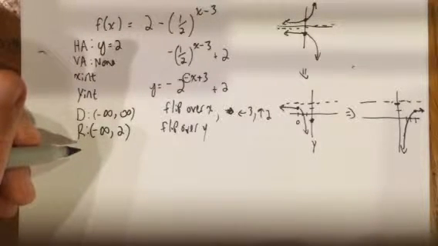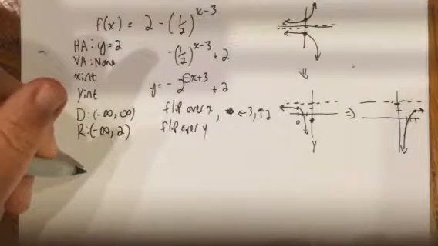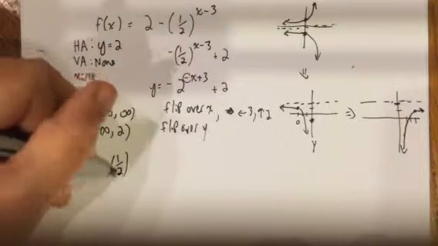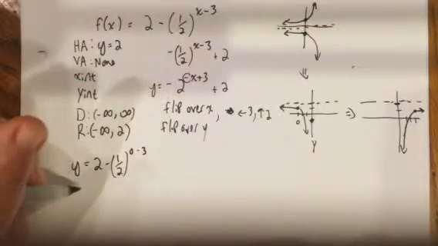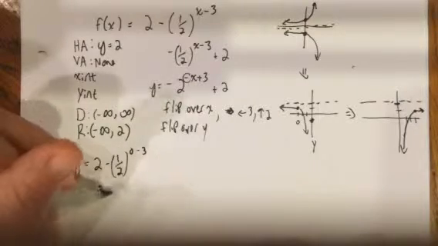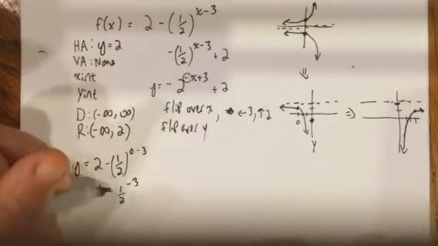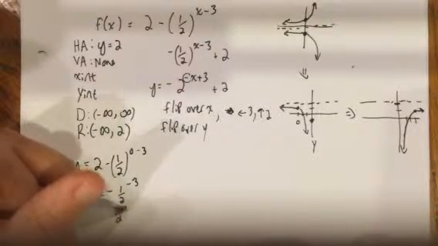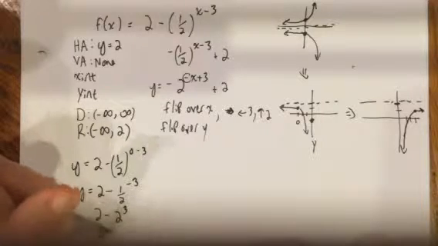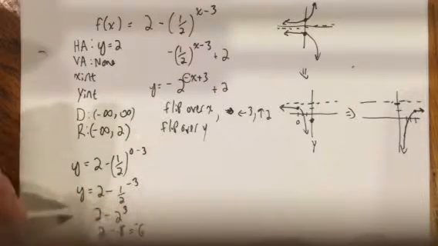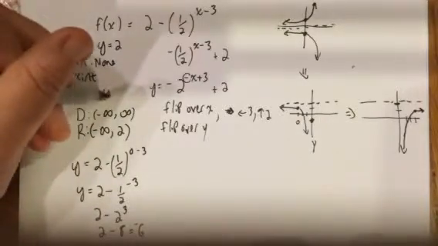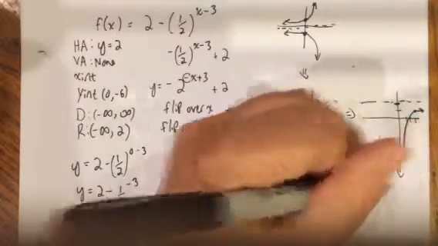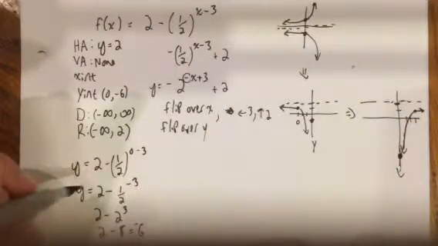Okay, let's find my x-intercept and my y-intercept. So I'm going to sub in zeros. So y equals 2 minus 1/2 to the 0 minus 3. So I'm going to get y equals 2 minus 1/2 to the negative 3. Again, negative just flips over a fraction bar. So 2 minus 2 cubed. So 2 minus 8. So I'm going to get negative 6. So my y-intercept should be 0, negative 6. Which, yeah, probably down here somewhere. That looks about right.